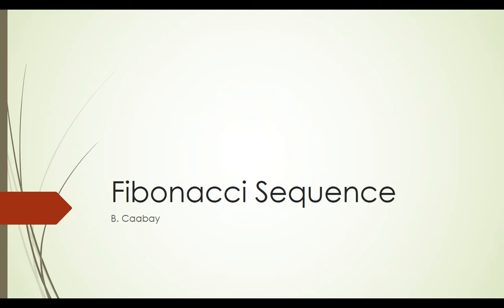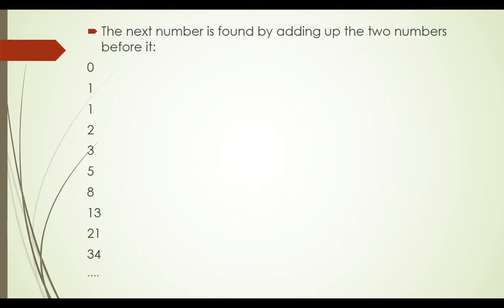Fibonacci sequence is a series of numbers from 0 to infinity. To give you an example of what a Fibonacci sequence is, let's take this example. The next number is usually computed by adding up the two numbers before it. We got 1 because we added 0 and 1. We got 2 because we added the two numbers before it.